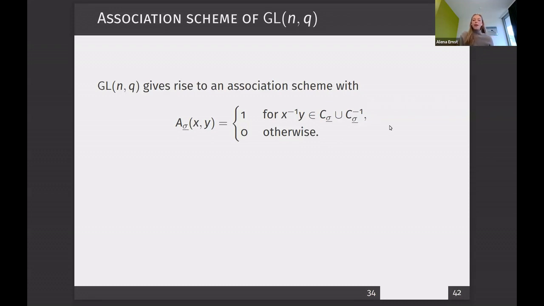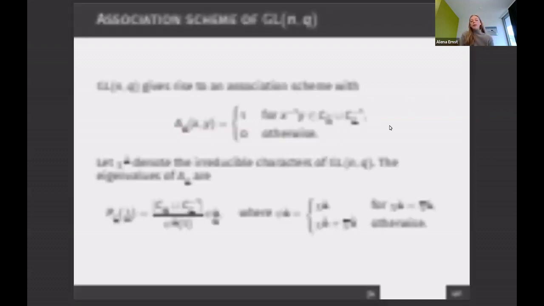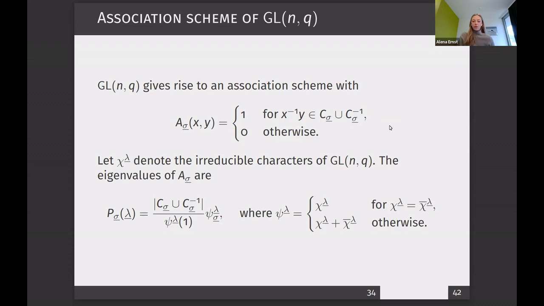Okay, so this gives us, in fact, an association scheme, and we can write the eigenvalues down again in terms of the irreducible characters, where they now look a little bit different, because they consist of some psi up here, which is just either the irreducible character itself or the sum of two of these irreducible characters, so that we get only real valued characters that occur here.